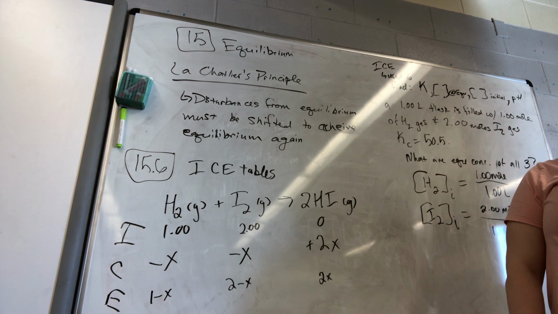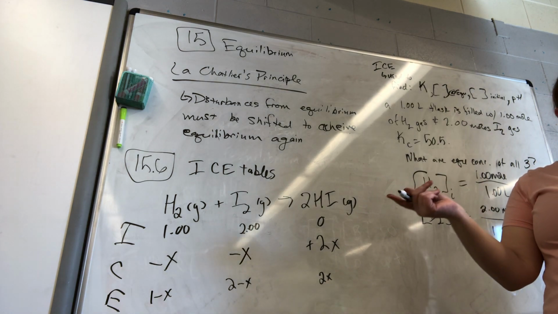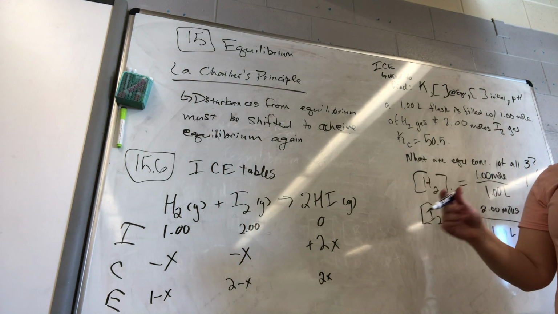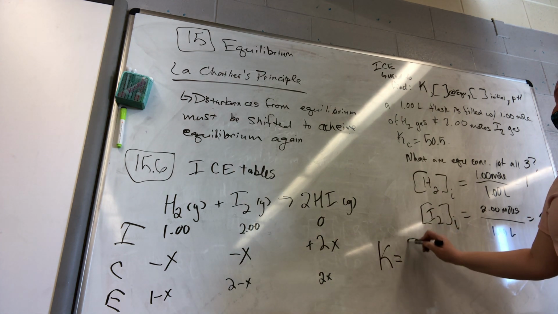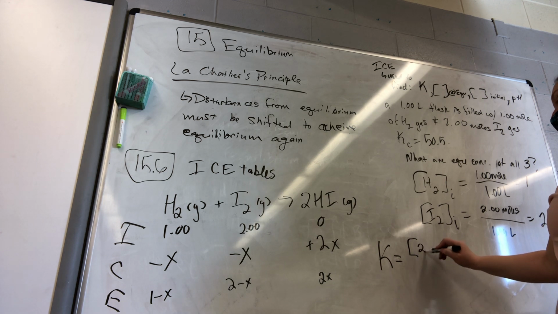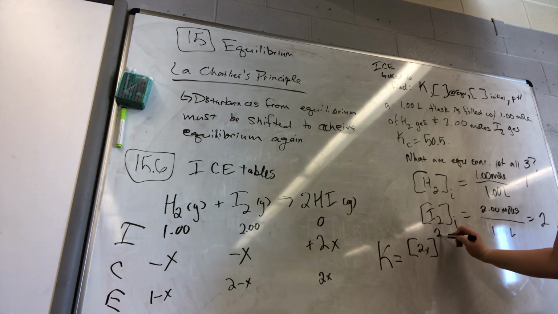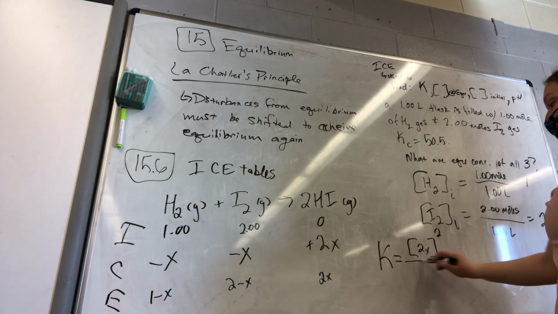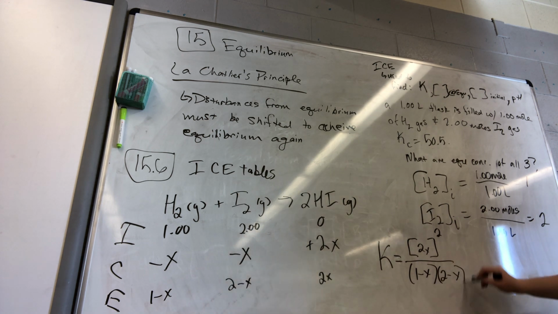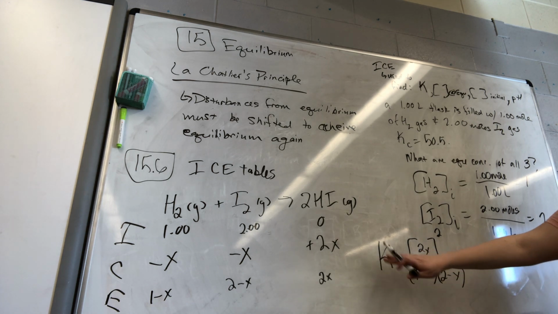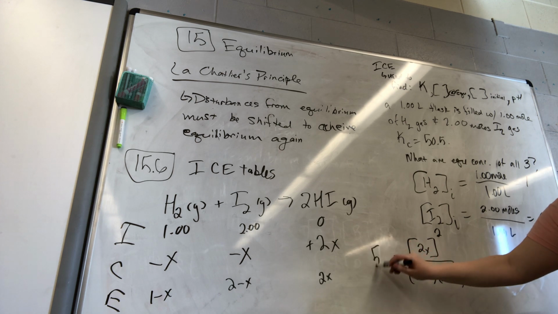All right, what do we do with them now? We have to write an equilibrium constant expression, right? K equals products on top, squared because of the 2, right? See, this is where I start not liking this class. What were we told K equals? 50.5.